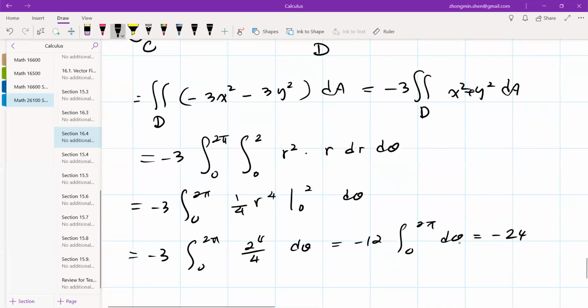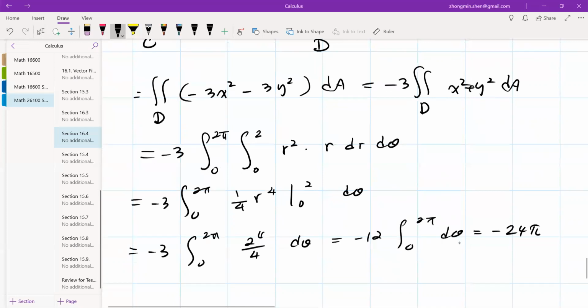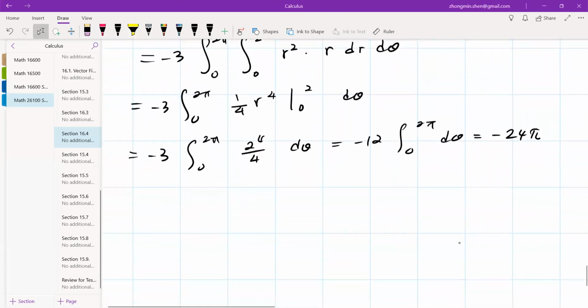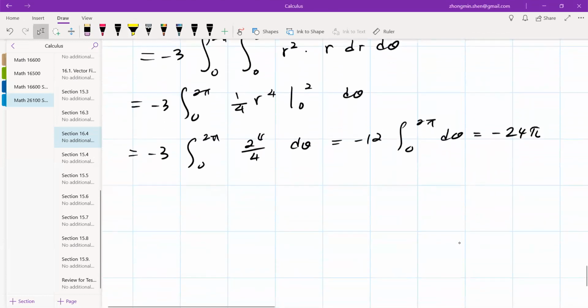So negative 24 pi. Yeah, negative 24 pi. So that's great. So you can easily evaluate. For integrals around a closed curve, if this is a simple closed curve, then you can use Green's theorem. So now I'm going to generalize Green's theorem a little bit.